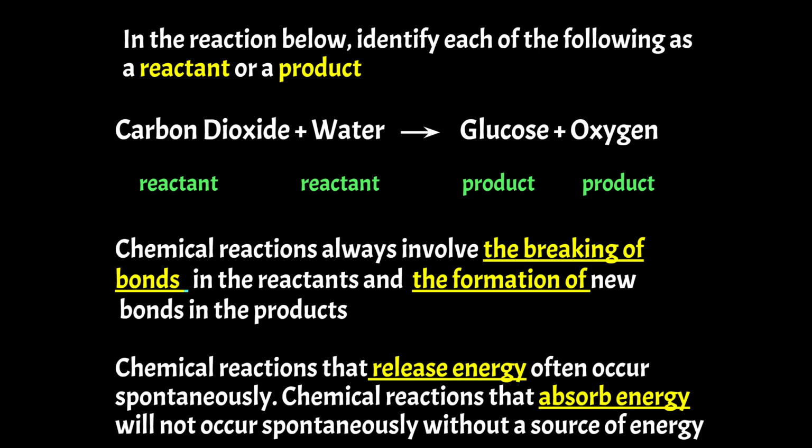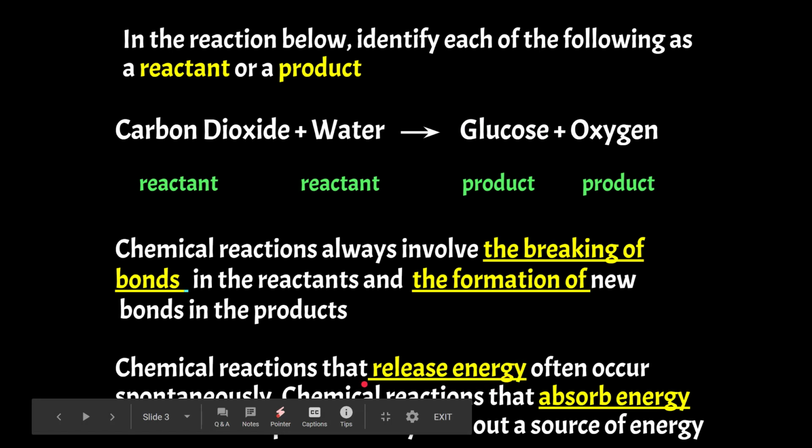Chemical reactions involve the breaking of chemical bonds in the ingredients or the reactants and the formation of new bonds in the products. So the bonds that are holding the CO2 and the water together during photosynthesis in the presence of light are being broken, the atoms are being rearranged, and new bonds are being formed to produce some different products. Chemical reactions that release energy often occur spontaneously, or kind of on their own. And chemical reactions that absorb energy often require a source of energy to get them started.